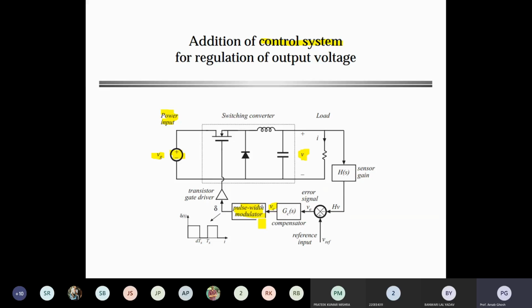If the pulse width of the converter has changed, then it will directly affect the driver circuit. That's why it is written transistor gate driver. And those variations of the width will appear directly at the MOSFET switch. If it appears like that directly at the MOSFET switch, definitely the output voltage will be regulated, and it will try to be fixed within tolerable limits. So definitely the percentage of regulation, how much there is, has to be calculated.